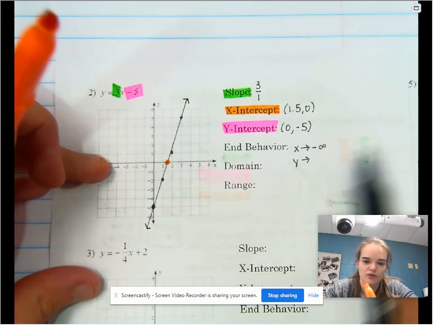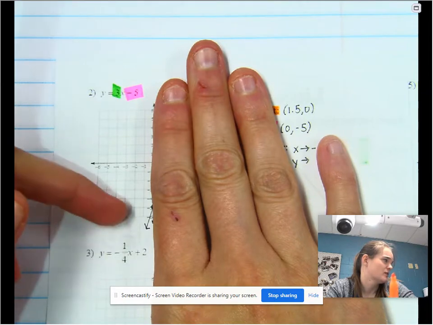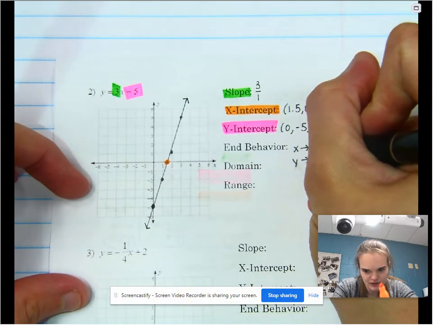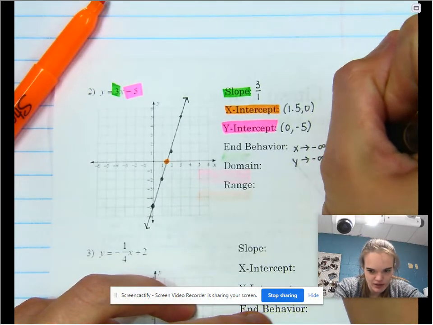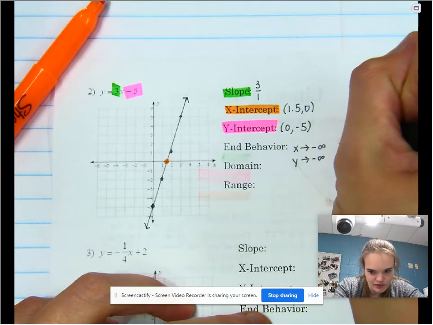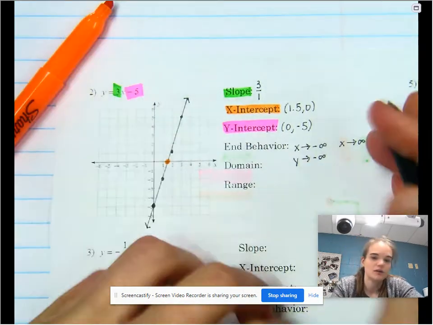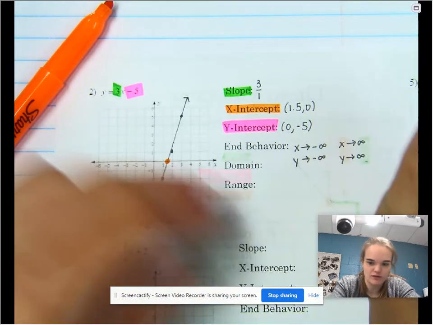So when x is going towards the negatives, I'm just looking at this left side here. What's going on? Well, that's going down. That means it's going towards negative infinity. Okay, that's the left side. Let's look at the right side. When x goes to positive infinity, so this is the right side, it's going up. So y is going towards the positives, which is infinity there.